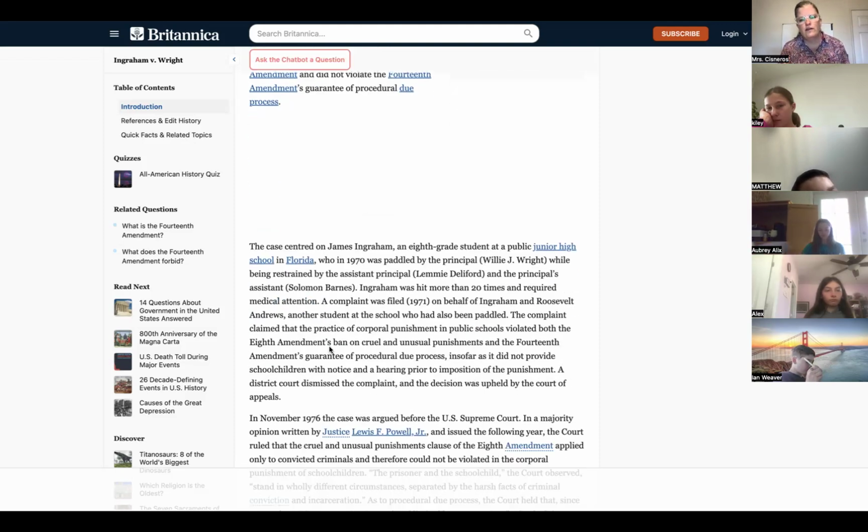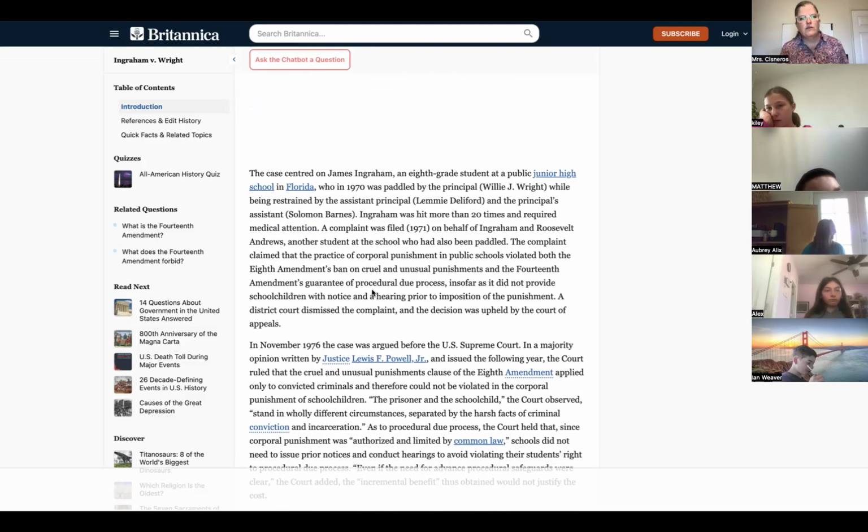So for this one, and I know this one, but if I skim through, the case centered on James Ingram, an eighth grade student in a public junior high school in Florida, who in 1970 was paddled by the principal, Willie J. Wright, while being restrained by the assistant principal and the principal's assistant. So I'm going to keep going because that's interesting. Ingram was hit more than 20 times and required medical attention.